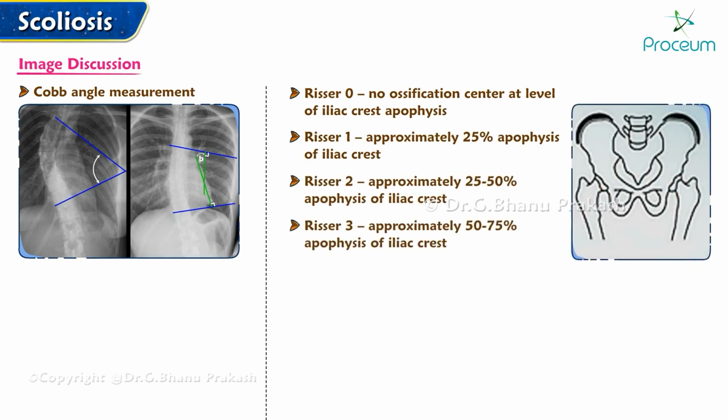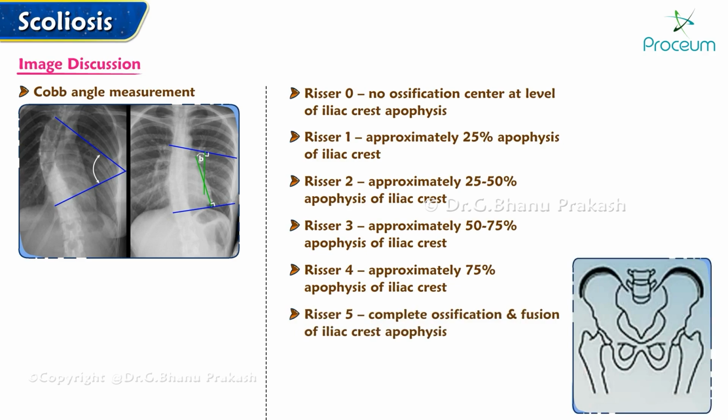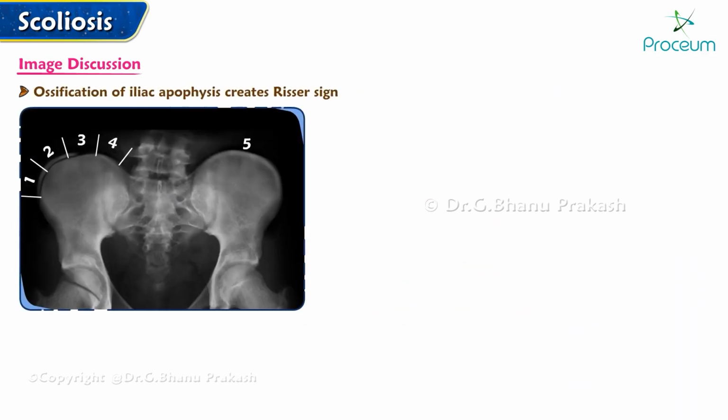Risser 3 is approximately 50 to 75% apophysis of the iliac crest. Risser 4 is approximately 75% apophysis of the iliac crest. And Risser 5 is complete ossification and fusion of the iliac crest apophysis. The ossification of the iliac apophysis creates the Risser's sign.